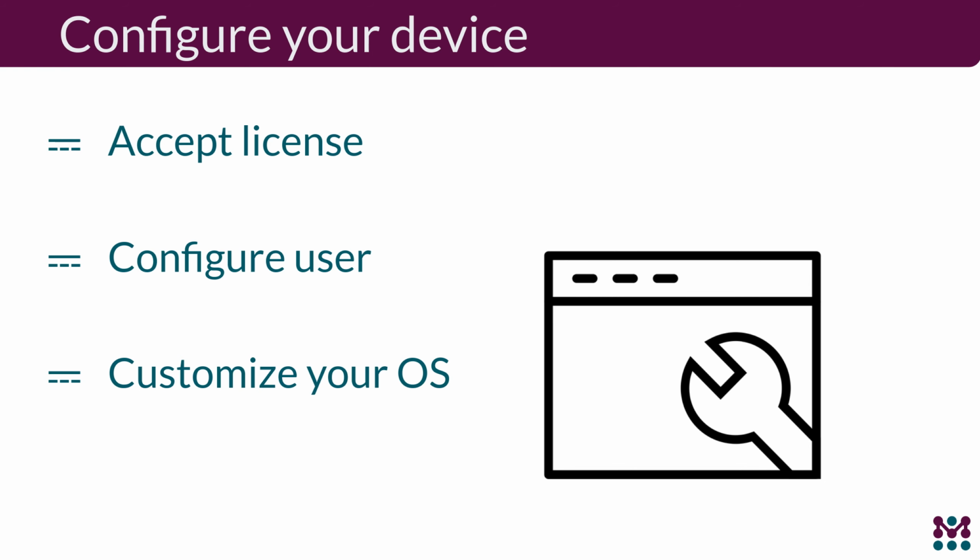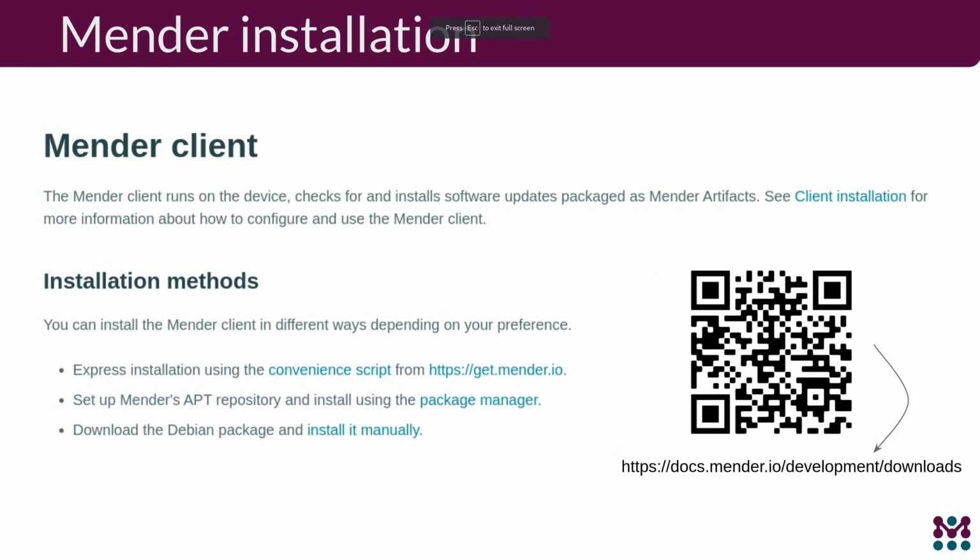Now you can start creating your golden image. For that, you need to log in to the device, accept the license, configure your user, and customize the operating system as you need. After this process, we are going to start installing Mender and configuring it. There are several installation methods. Just follow any of the ones described in this image.